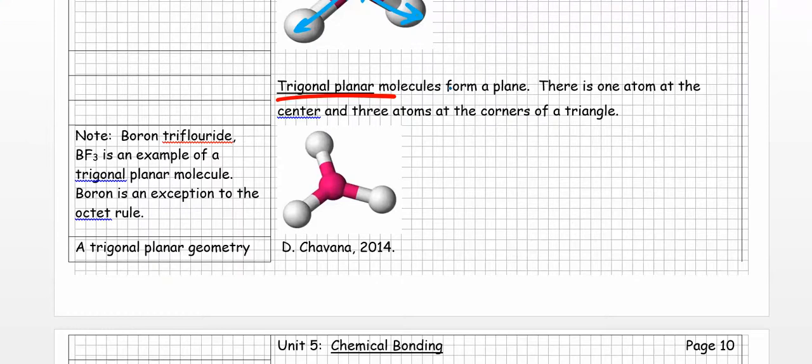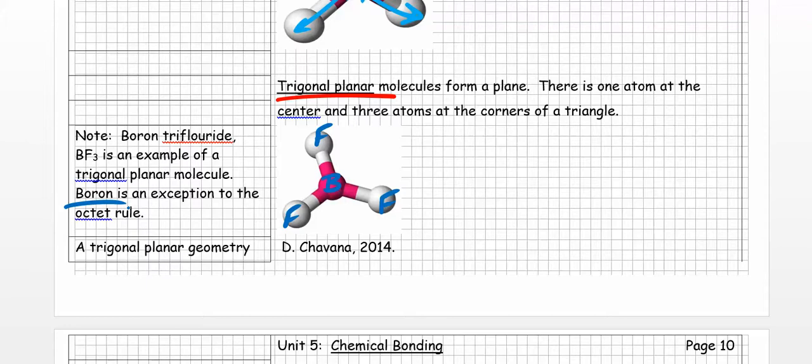So we might have, for example, boron trifluoride. So we have boron in the center, so this central atom is a boron. We have a fluorine, and a fluorine. Now you may say, hey, wait a minute. Boron does not have 8 electrons around it. You're right. There are a few exceptions to the octet rule, and boron is an exception. It is one of those exceptions to the octet rule.